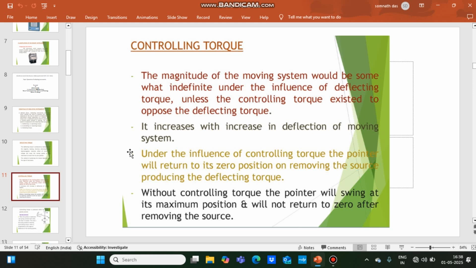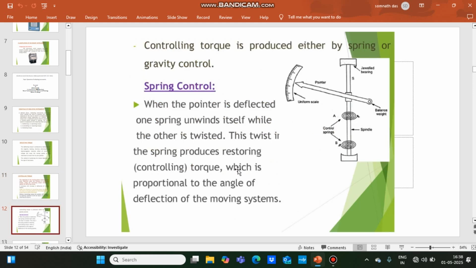To provide the controlling torque, there is a control system. Two types of control systems are there. One is the spring control, another one is the gravity control system. For spring control, there are some hair springs which are attached to the moving system. See in the figure, two hair springs or control springs are there. Two springs are attached with the moving part. This is the spindle and the pointer is attached with the spindle. Two control springs are fixed to the spindle.